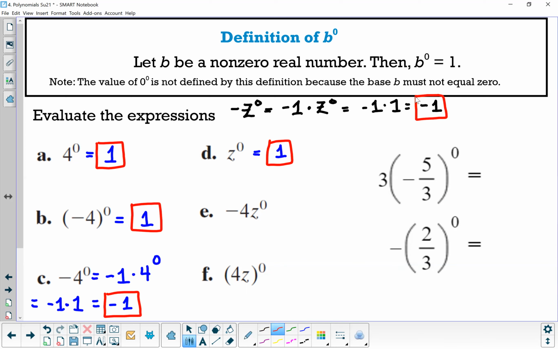All right, so take a look at letter E. Similar situation, the exponent of 0 is for the z, but it's not for the 4 and it's not for the negative. And so this equals -4 times 1, and that equals -4 as your answer. All right, letter F. The 4 and the z are in parentheses, and then outside parentheses, you have your 0. So that means everything in parentheses is taken to the 0 power. So then this is equal to 1.